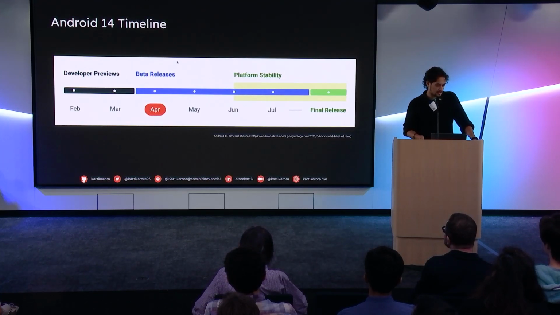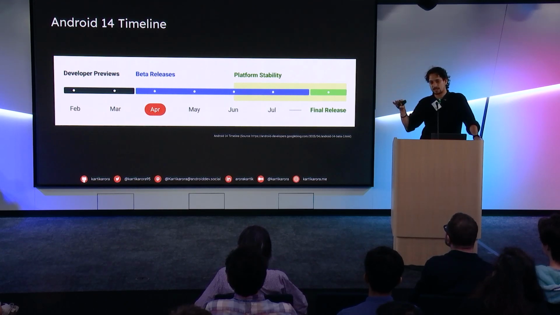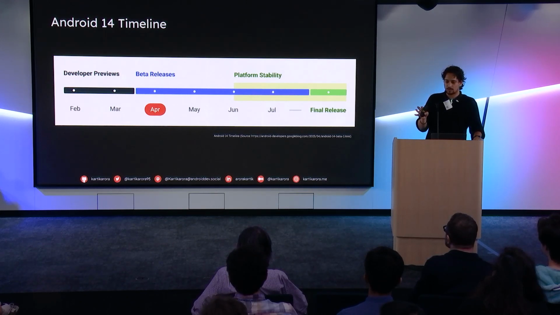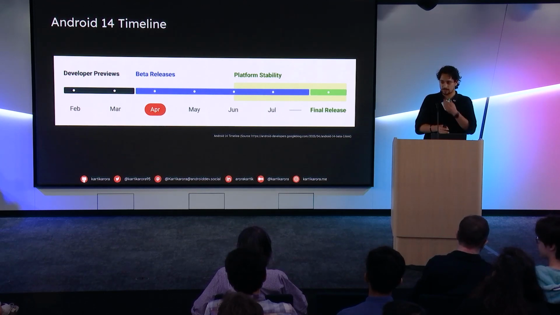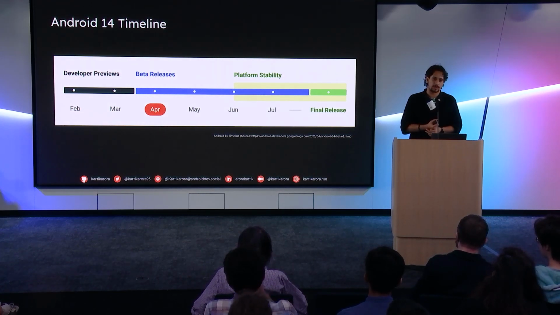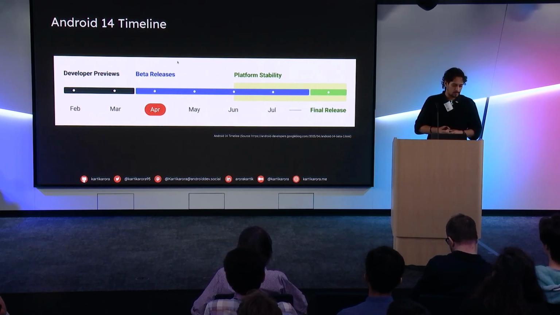Let's start with this. Android 14's timeline is something like this. In March, they came out with Developer Preview 2. That's about the time when they made some of the APIs I'm going to talk about more stable and more accessible, and that's when I started exploring what's happening in Android 14. It's not as big an update as you would think, but it's still interesting. And probably towards July, they'll have a final release.